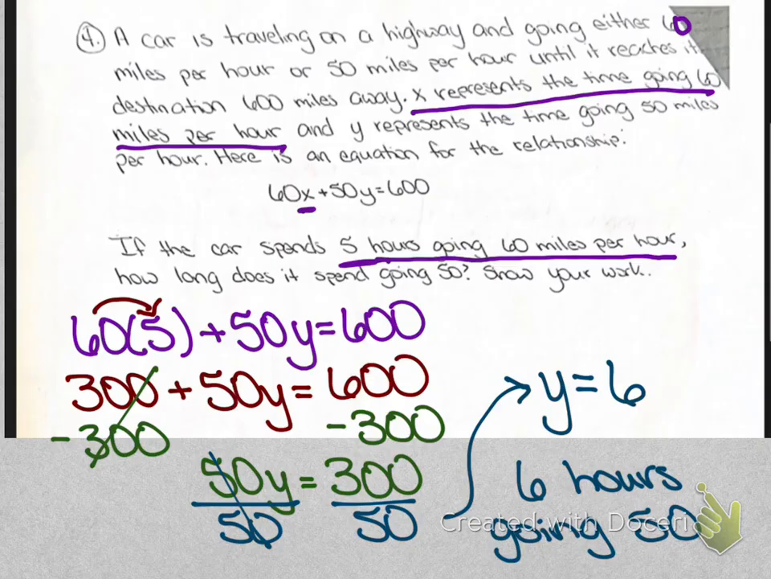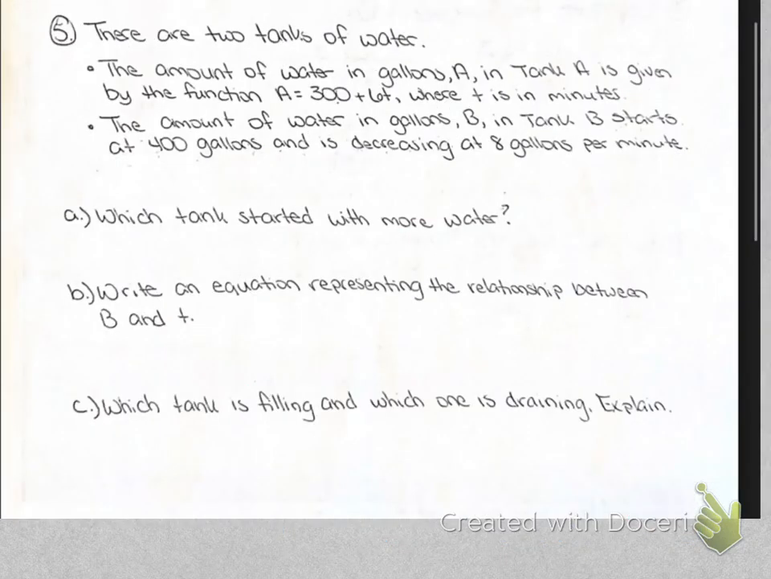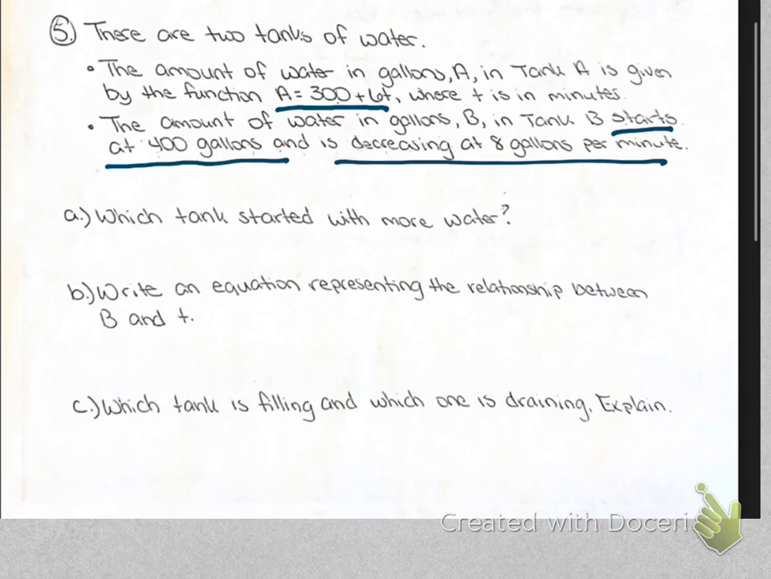Let's look at the next question. Number 5. There are 2 tanks of water. The amount of water in gallons A in tank A is given by the function A equals 300 plus 16t, where t is in minutes. The amount of water in gallons B in tank B starts at 400 gallons and is decreasing at 8 gallons per minute. Alright, part A says which tank started with more water. Alright, we read that tank B starts with 400. So tank B is 400. Tank A, it doesn't straight out tell us, it gives us an equation. So we're going to break down that equation.